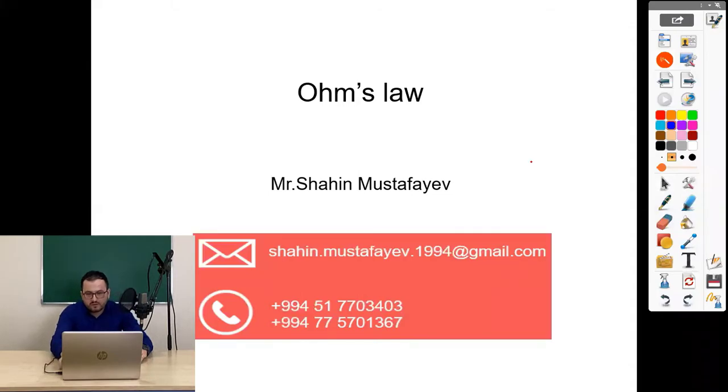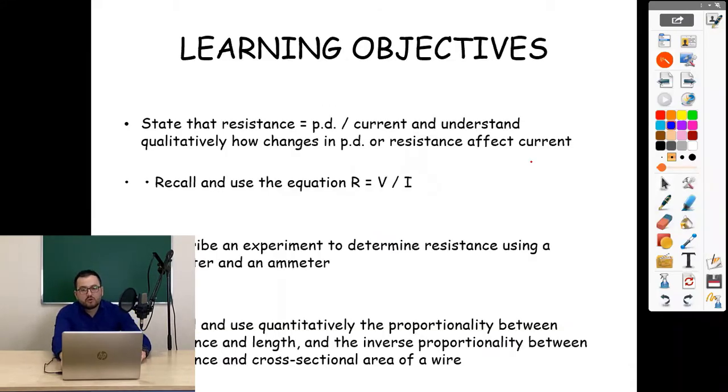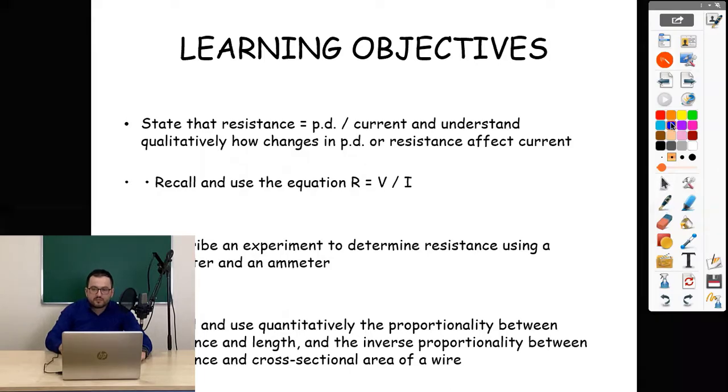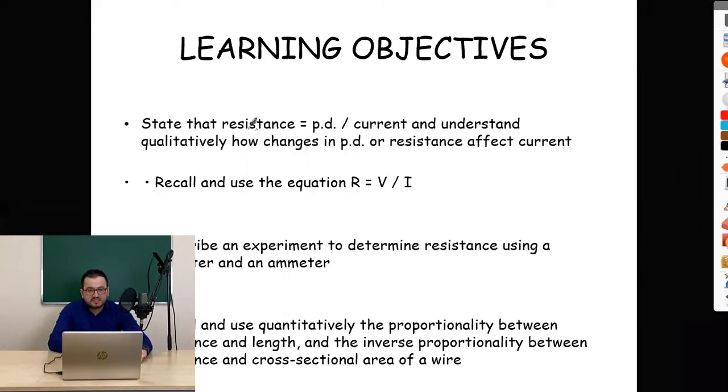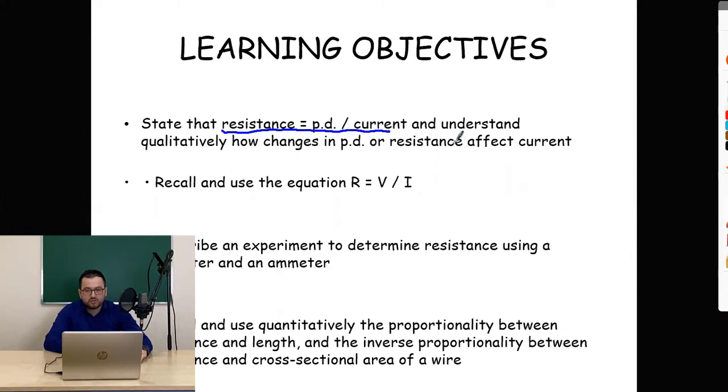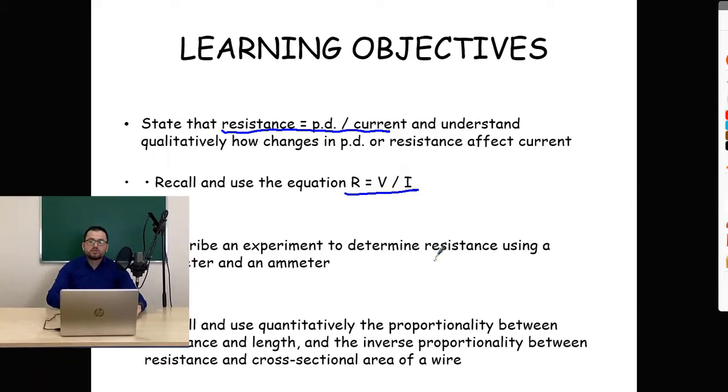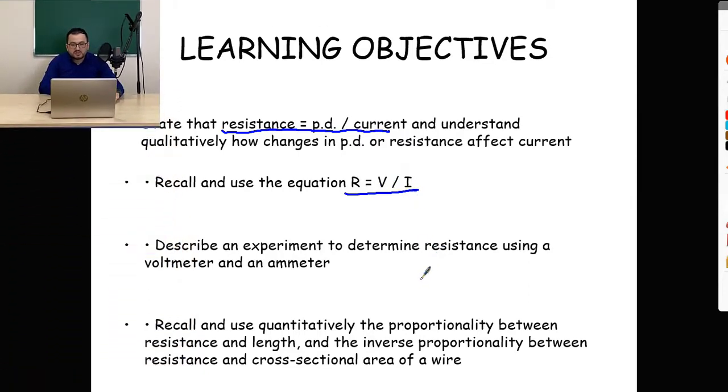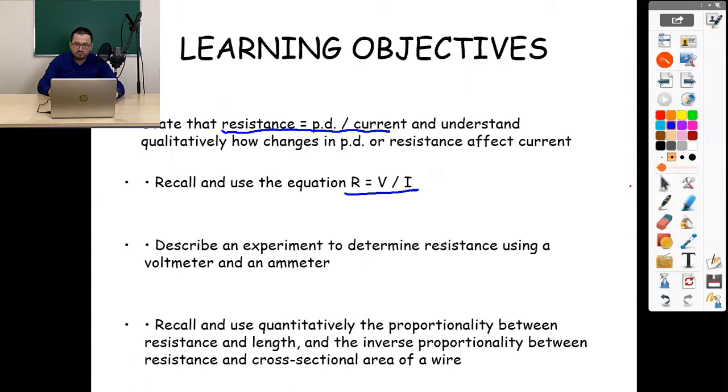So look at the learning objectives, please. State that resistance equals potential difference divided by current, and understand qualitatively how changes in potential difference or resistance affect current. Recall and use the equation resistance equals voltage divided by current. Describe an experiment to determine resistance using a voltmeter and ammeter. Recall and use quantitatively the proportionality between resistance and length, and inverse proportionality between resistance and cross-sectional area of a wire. So today we will talk about them.